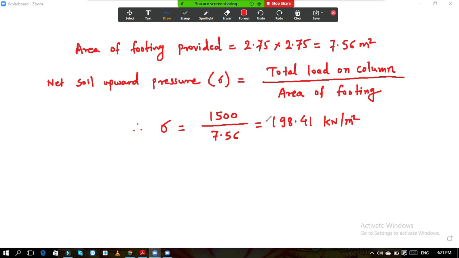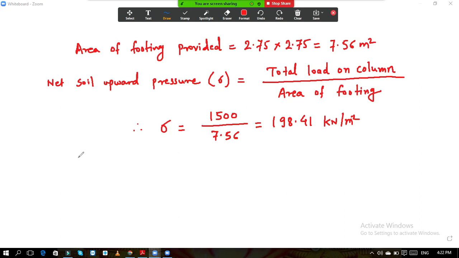Pressure intensity is there, so it is in kilonewton per meter square. Why? Because this total load is in kilonewton, and the unit of area is meter square. So this unit will be kilonewton per meter square. Now this is the net soil upward pressure.